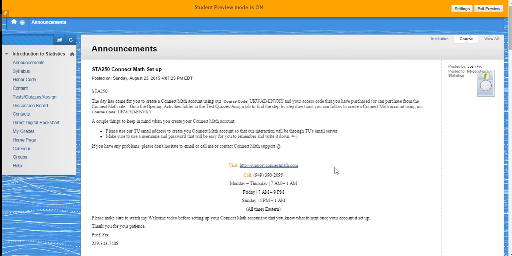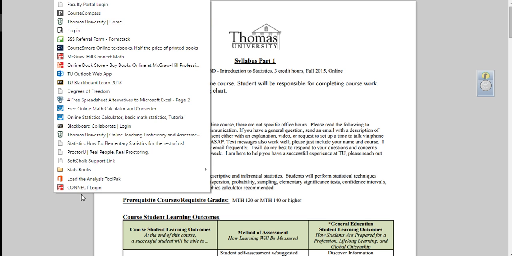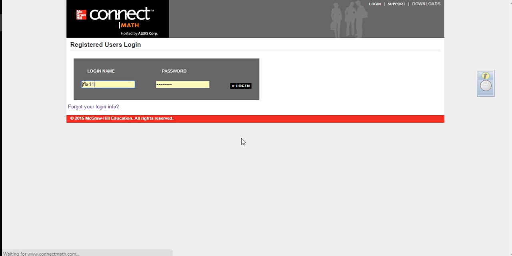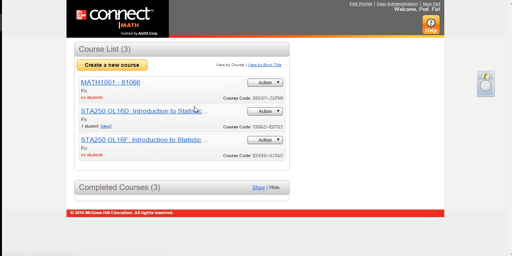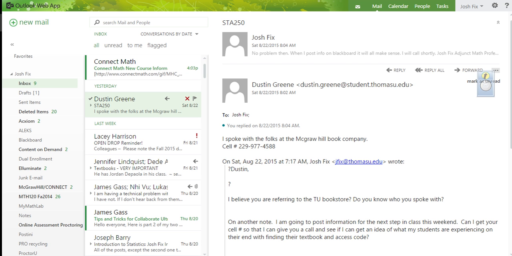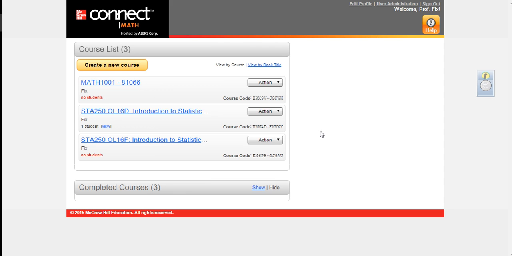So for right now, you'll have two separate logins. You'll have your login for Blackboard, and then you also have your login for Connect Math. What I recommend is that you bookmark that page, and you can see on my page here I have my TU tab. I bookmark that, have my username and password saved, so I can just walk in here, click login, and get right into my class and get work going. So I've got my Blackboard, my Connect Math, and my Thomas University email. Okay, so hopefully that takes care of everything.